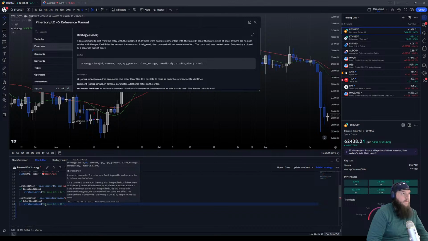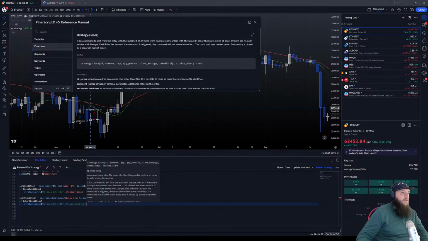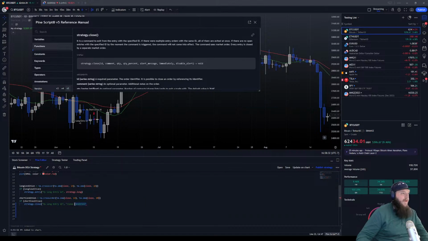Then we need a comment. I don't care much for the comment, but we'll add one: comment close condition. The comment is what shows up right here on the trade. So it doesn't necessarily show the ID; it'll show the comment if you have one. Next is the quantity. By default, we're going to leave the quantity parameter out, and that just means it will close all of the trade. So we don't need any of that.